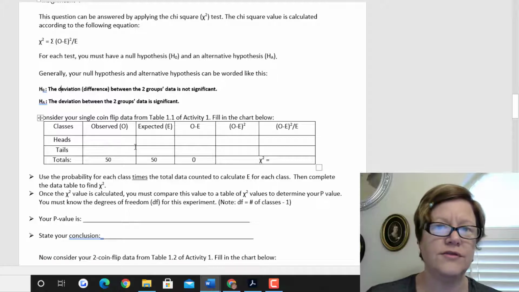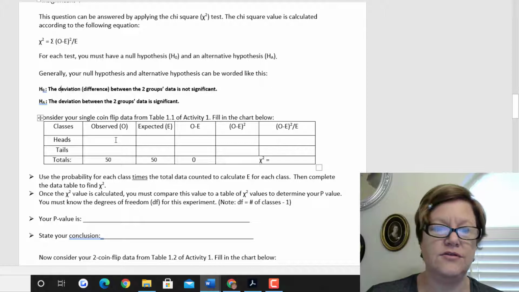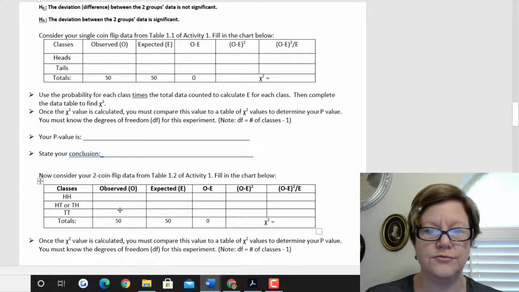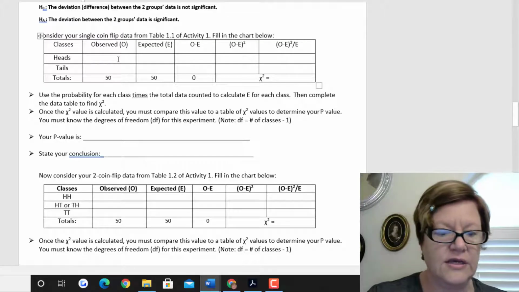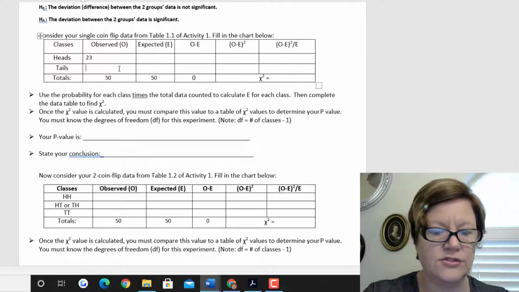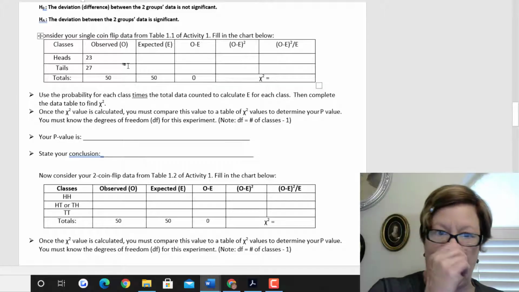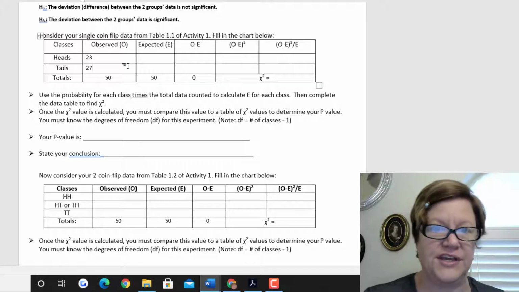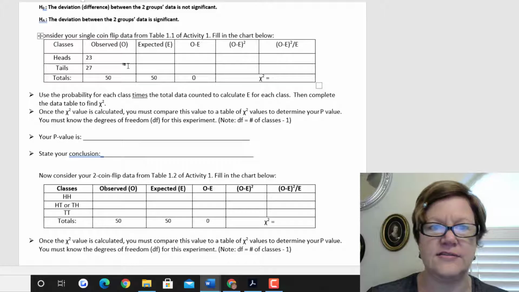So I'm going to walk you through this with the one set of data from the coin flips, and then you can do the other one. I have another chart down here for the 2 coin flips that you can do on your own, but I'm going to walk you through the first one with my set of data that I did. So I flipped 1 coin 50 times, and I got 23 heads and 27 tails. You'll get something else, but that's what I got. So you do yours later when you're doing this on your own. Do your own data. I don't want you to fill this in unless you actually did get this number.